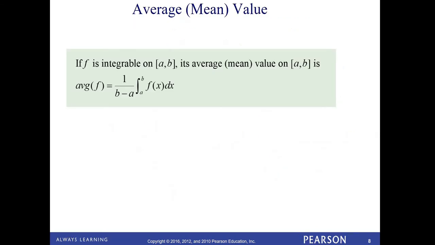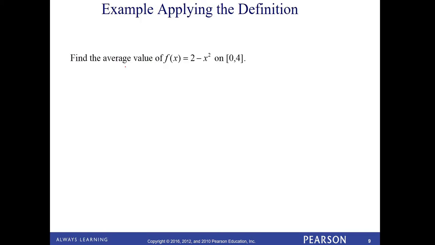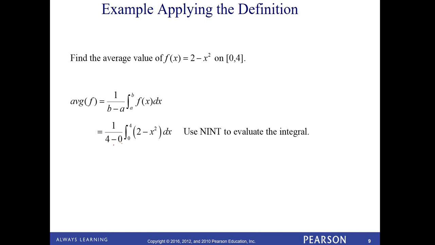Okay, the average or mean value. If f is integrable on a to b, its average or mean value is the average function value. Find the integral, divide by the interval. So that gives us an average value. So let's look at that. Find the average value of this function. So we look at the definition, plugging in our interval and our integrand.